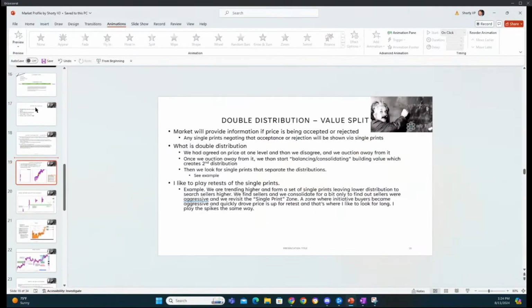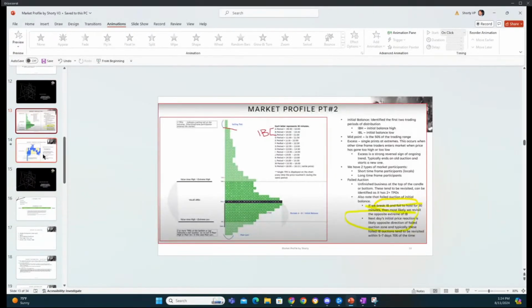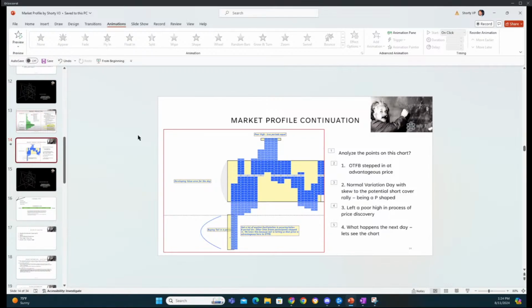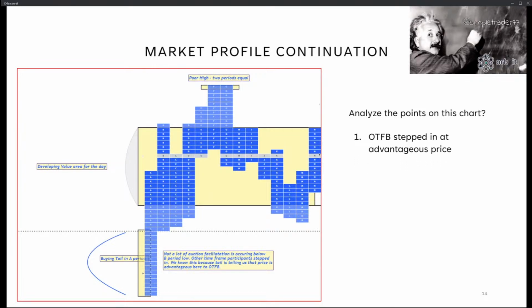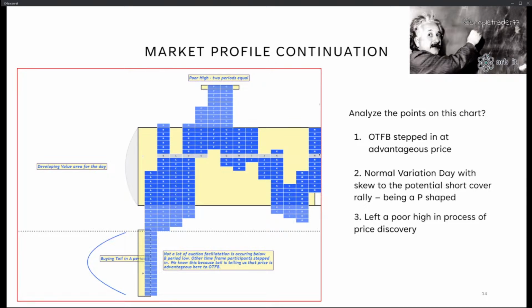Good question. So let me go back. I think we're okay with this slide. Does everybody understand the terms, the poor highs, because they actually lead into the setups, which we're going to cover next. You have buying tails, developing value area highs, and then I had something I was going to ask you guys to analyze, right? You have the other time frame buyers that stepped in, which is a good price. Then you have a normal variation, which somebody already called out that it's there. And it looking like a P shape, right? And then you left a poor high, which indicates what? Finished business. Yeah, most likely we're going to revisit that, right?